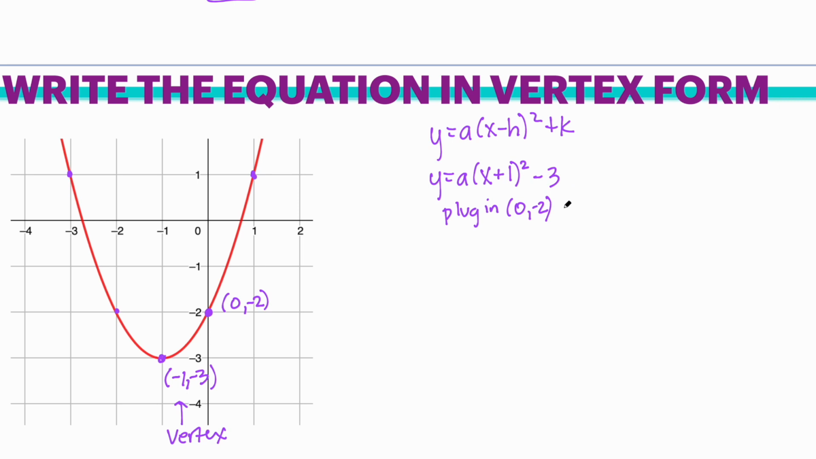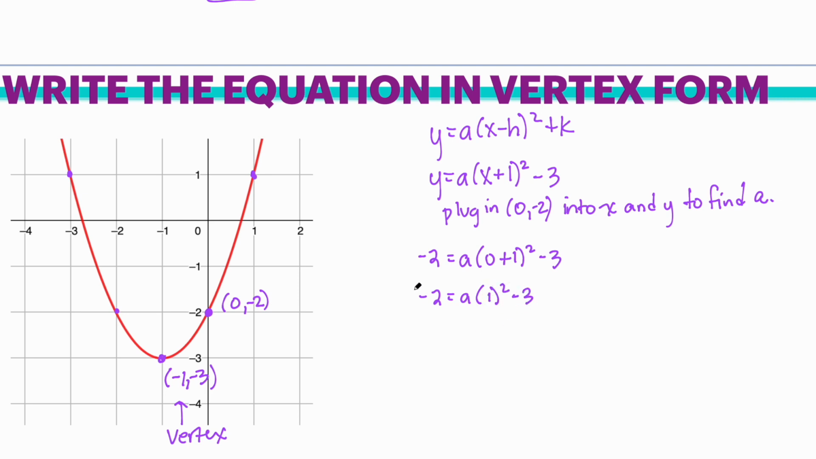So I'm going to plug in 0 into x and y to find a. So I'm going to plug -2 into y. I'm going to plug 0 into x. So I'll get -2 equals a times 1 squared minus 3.